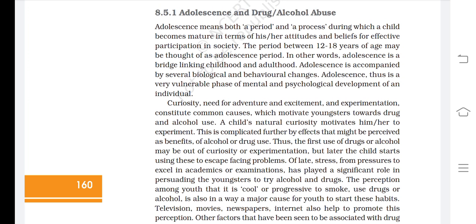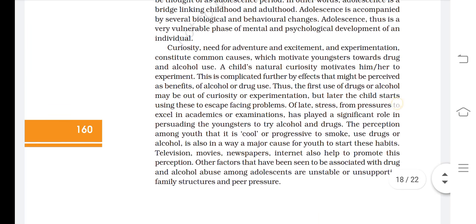Adolescence is accompanied by several biological and behavioral changes. Thus, it is a very vulnerable phase of mental and psychological development of an individual. Curiosity, need for adventure, excitement, and experimentation constitute common causes which motivate youngsters toward drug and alcohol use. A child's natural curiosity motivates him or her to experiment. This is complicated further by effects that might be perceived as benefits of alcohol or drug use.